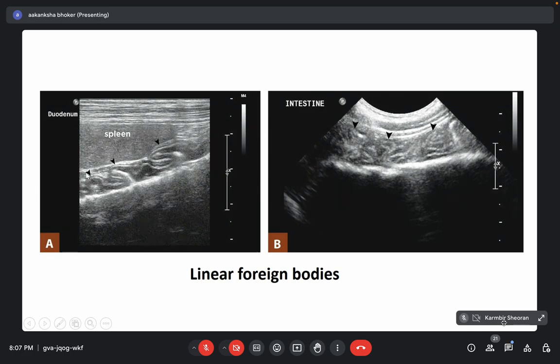Here also, these are convolutions of the intestine, or plications, which we can see. These are associated with foreign bodies, because the intestine will try to force the foreign body to move, but it is not moving, because of which there will be different types of forward and reverse peristalsis. That is why we can see these plications within the intestine associated with linear foreign bodies.